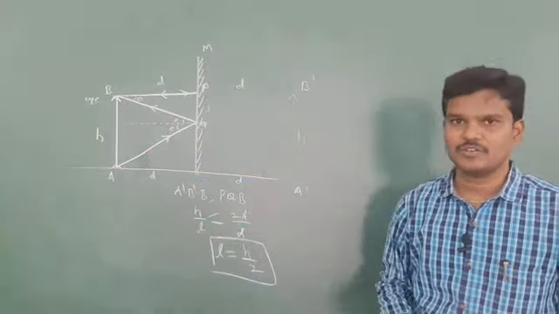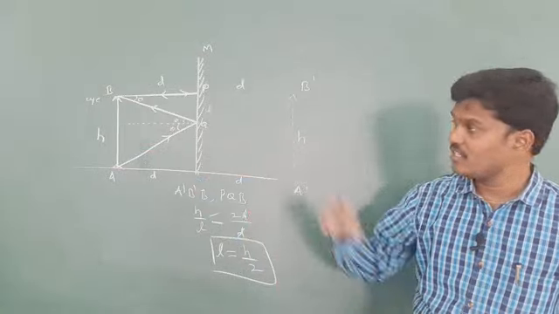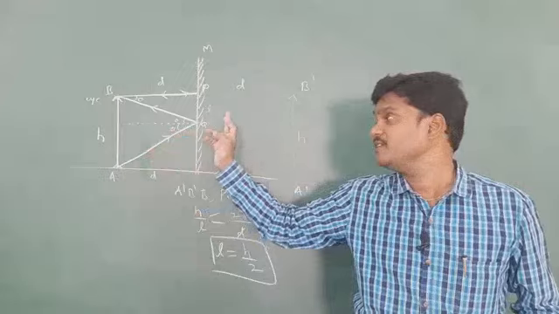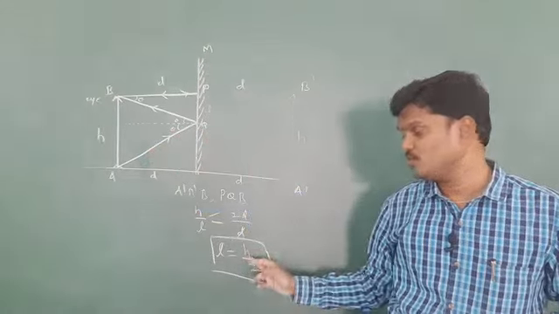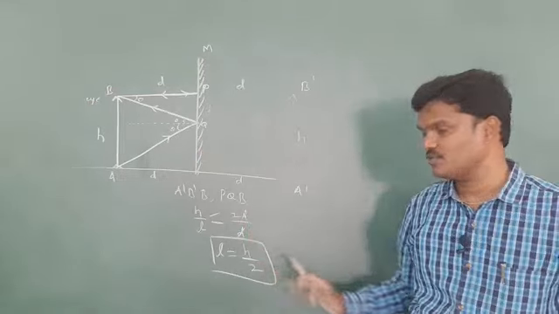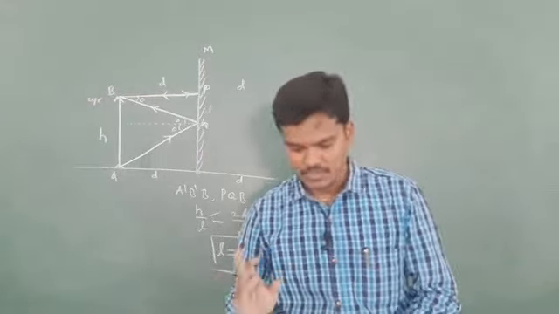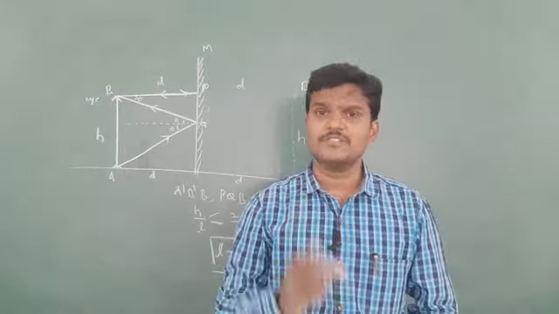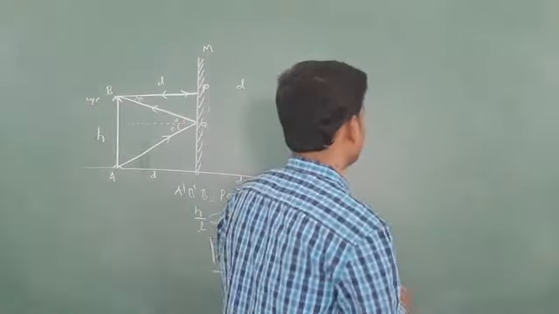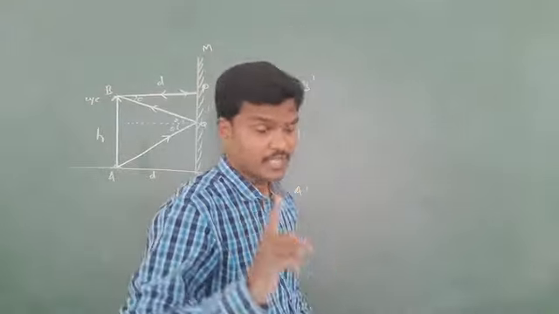I will give you one more example to get some confidence. Right now, if a person wants to see his full image, then the minimum length of the mirror is equivalent to half of the person's height. L is equal to h by 2. Suppose the person wants to see some backside wall, let me draw one more diagram.